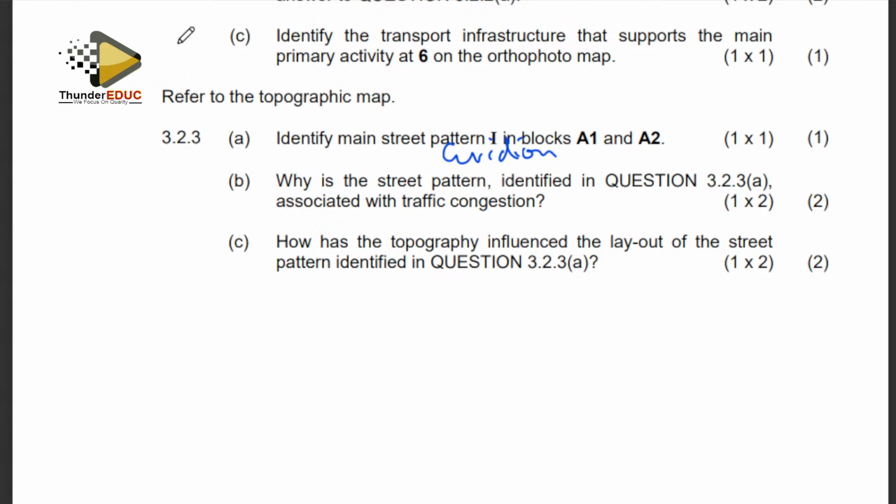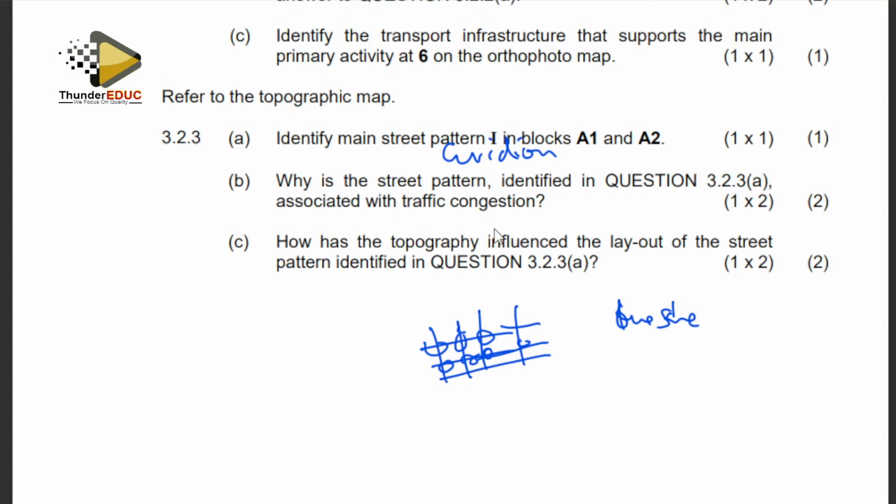Then you have the next question. The next question says, why is the street pattern identified in question 3.A associated with traffic congestion? Remember, grid looks like this. It has a lot of intersections. Intersection here, intersection, intersection, like that. These are all intersections. And normally, it is one-way streets. For example, when you go to Johannesburg, the streets are one way. Mainly in cities, it is one-way street patterns. So it takes that shape.